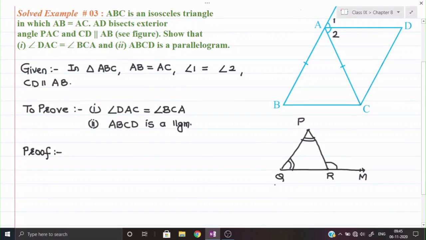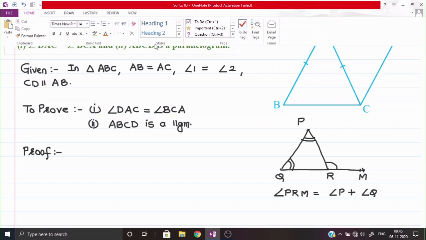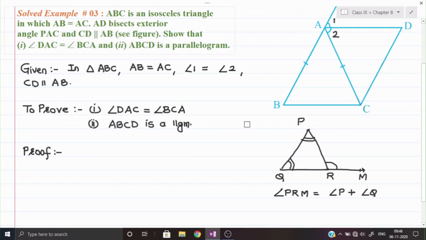The equation is going to form, we can say that angle PRM will be equal to angle P plus angle Q. So this theorem we have covered in chapter number 6. You may have forgotten the theorem over here, so once I have explained you. Now this theorem we have to use in this question. Okay, so let us see how we can use it over here.